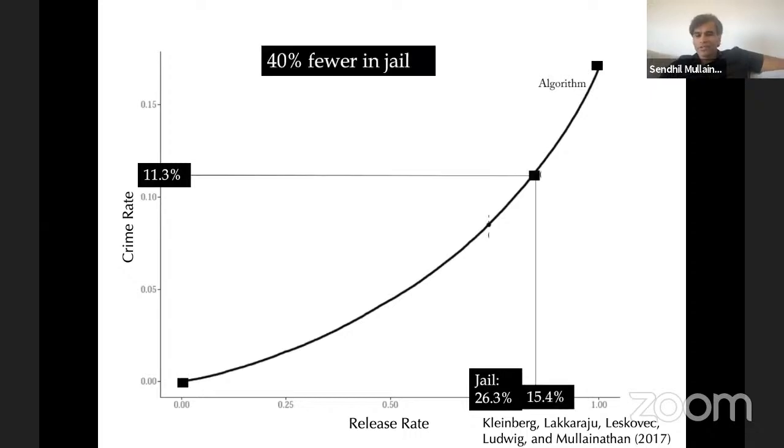The judge releases people. Oh, this illustration is a little off. The judge releases people, ends up at a crime rate of 11.3%, and jails 26.3% of people to do it. The algorithm accomplishes the exact same crime rate with 40% fewer people in jail. In effect, the algorithm, because it ranks people's risk better, can release a lot more people. 40% fewer is a huge policy gain.